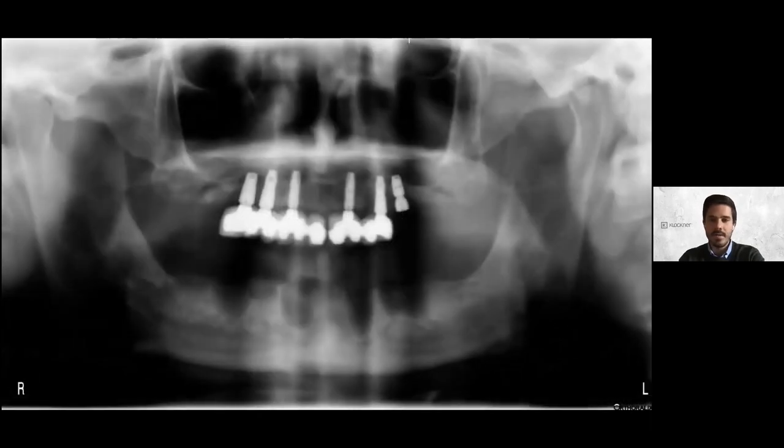So when we are treating, we are doing non-surgical therapy. In this case, the whole prosthesis came out with the implants. After that, we have to wait for the healing at this site. So we want to treat the upper jaw.